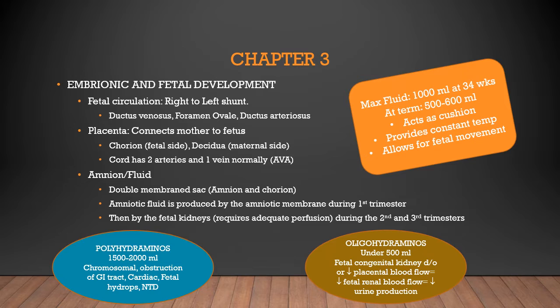Two problems that can occur with amniotic fluid are polyhydramnios and oligohydramnios. Polyhydramnios occurs when there's too much fluid, and this oftentimes occurs when the fetus cannot eat or drink the fluid, such as with a GI tract abnormality. We also see this with certain chromosomal deformities, cardiac deformities, and then fetal hydrops and neural tube defects.